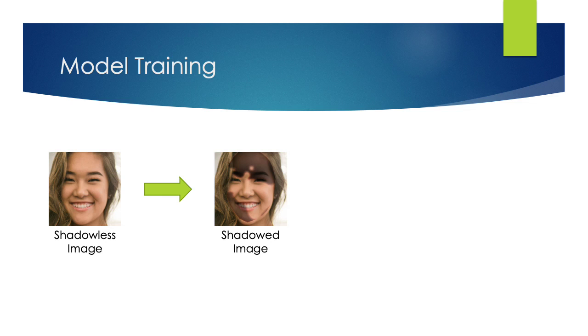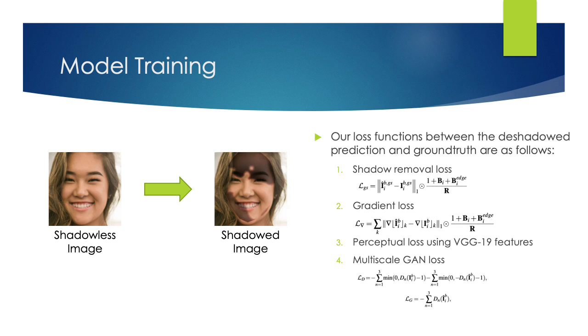Since we synthesize our shadowed images directly from shadowless images, we have corresponding input and ground truth images during training. We can therefore supervise our model directly using the original shadowless FFHQ images. During training, we apply direct shadow removal losses in grayscale and RGB between the deshadowed prediction and the original FFHQ image, as well as a gradient loss to ensure similar spatial gradients, a perceptual loss based on VGG19 features, and a multi-scale GAN loss that improves the realism and perceptual quality of the deshadowed images.